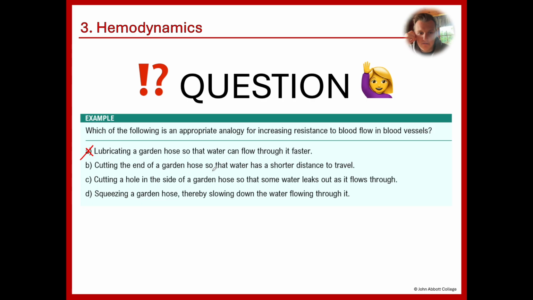It's just making the whole circuit a bit smaller. Cutting a hole in the side of the garden hose so that some of the water leaks out as it flows through, right? So this would just deviate the path of the blood out towards a different area, right? So I wouldn't say that. And then squeezing a garden hose, thereby slowing down the water flow through it. If I constrict the vessel and make it harder for the blood to go through, then that's the idea of resistance, right? You're increasing and making it more difficult for the blood to flow, right?